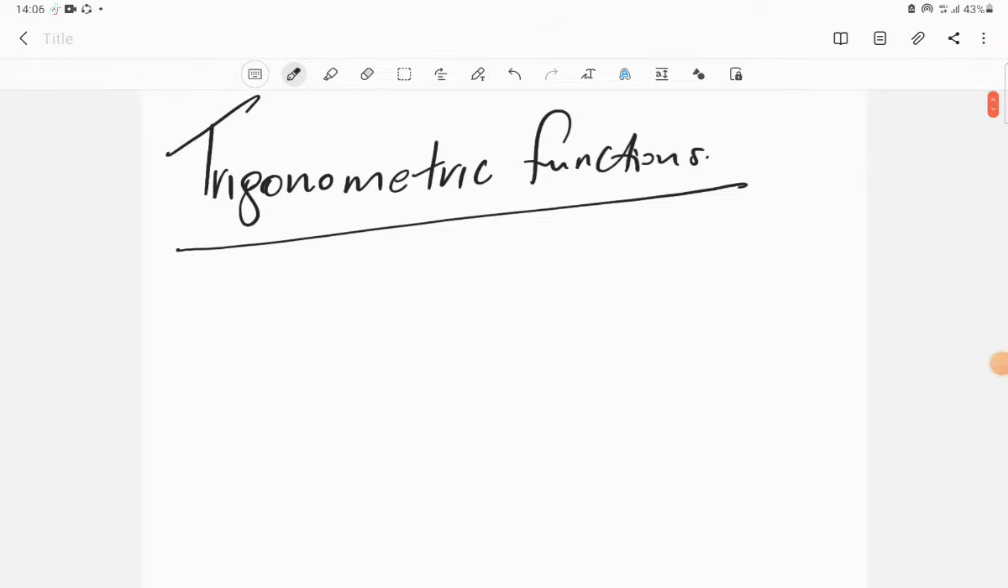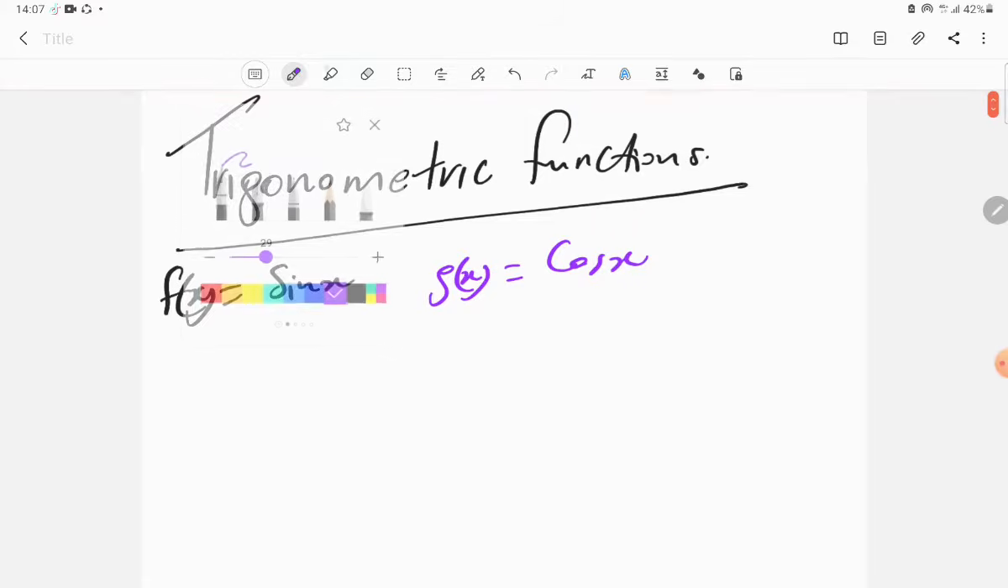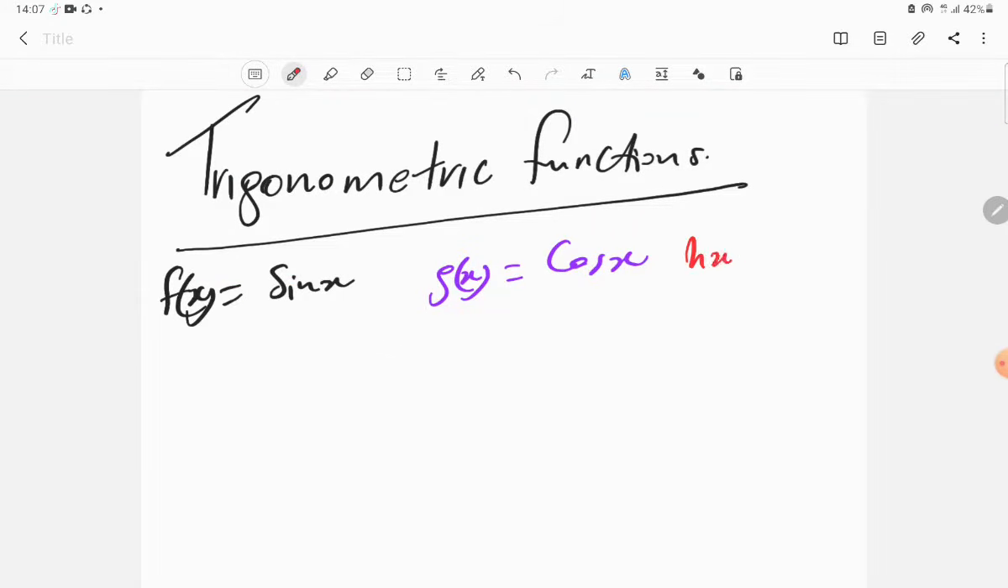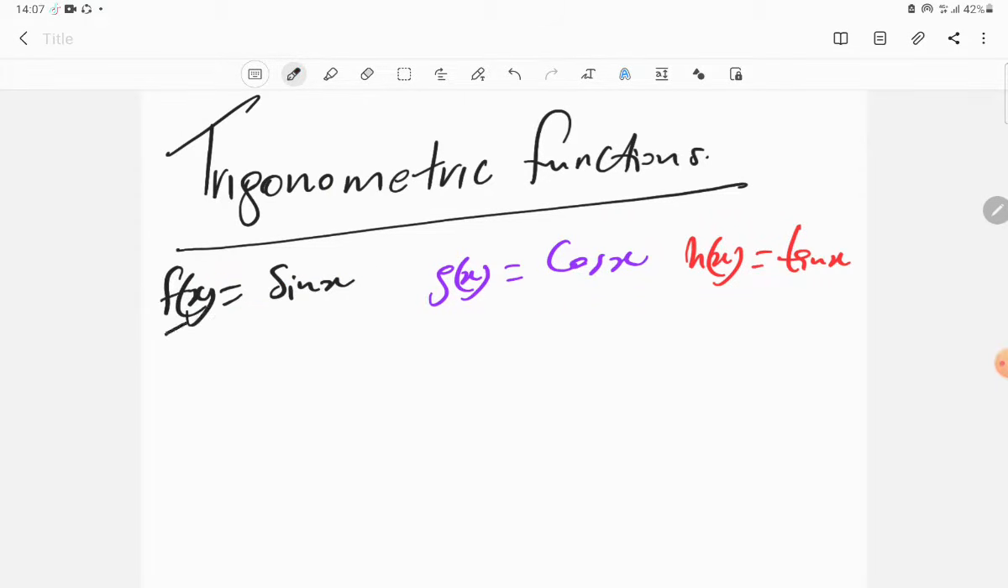When we talk about trigonometric functions, we refer to f at x, which is equal to the first trig ratio, which is sine x. Then the second one, let's have g at x, which is equal to cos x. The third one can be given as h at x, which is equal to just tan x. So these are the mother functions for trig ratios.